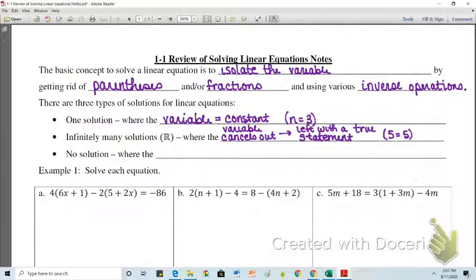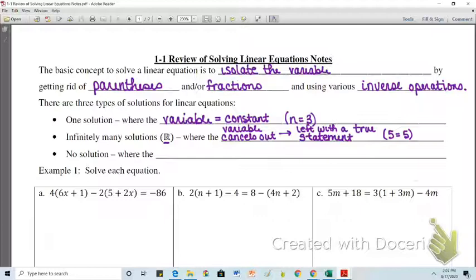So anytime a variable cancels out and I have a true statement in the end, you're going to have infinitely many solutions, or all real numbers. That's what that double bar R is for.